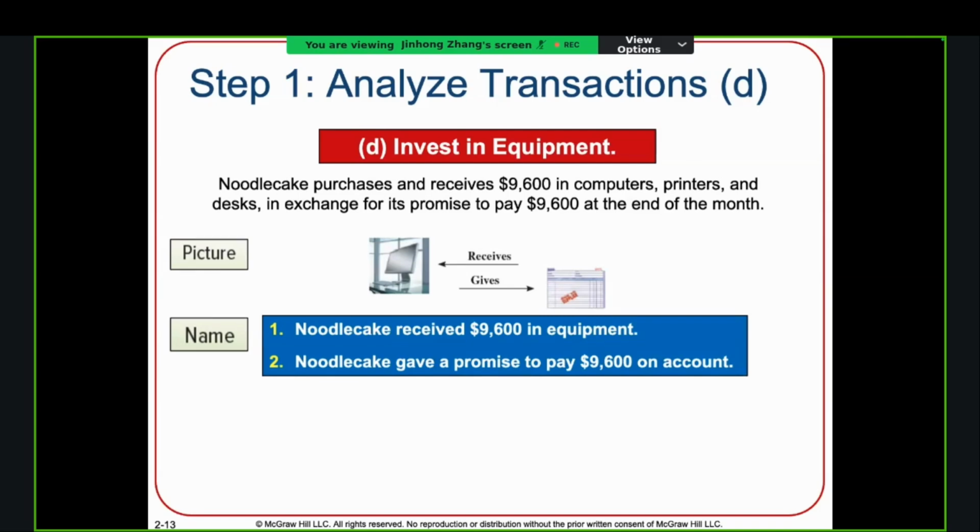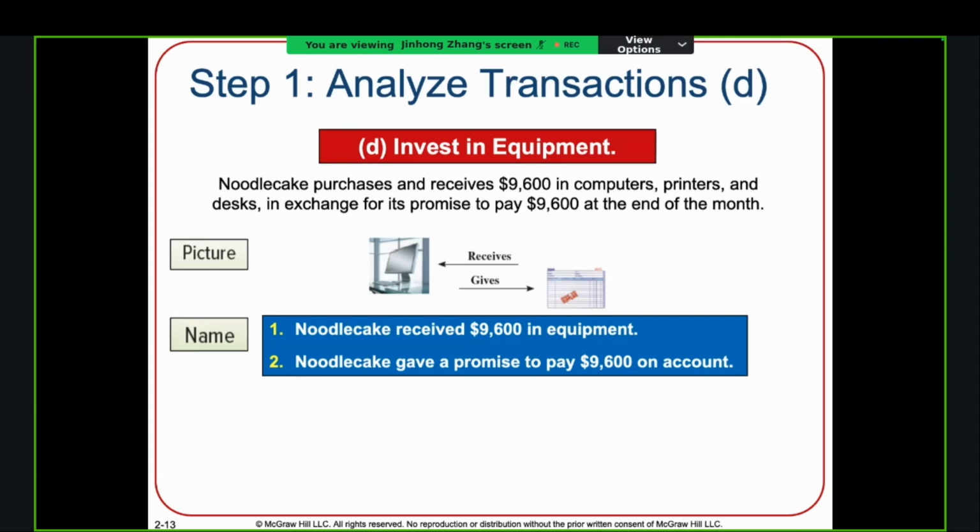Investing in equipment, he receives $9,600 equipment. Let's say your fancy camera for the wedding, and then give a promise to pay $9,600 on account. Okay, you need a camera, but I'm not going to pay you now. I'll pay you after I have my first client and get some profit. Then I'll have cash, right? Good deal. So what do you see?